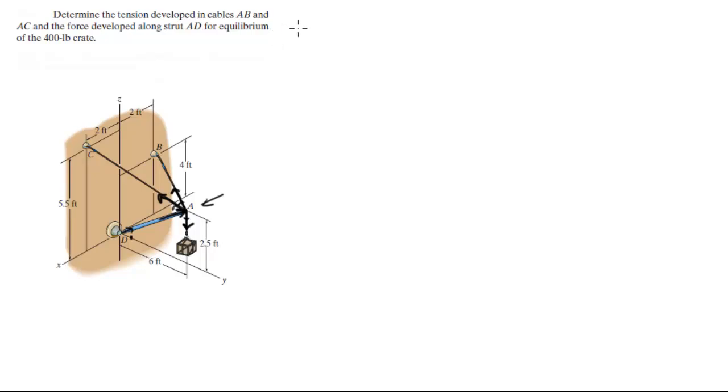So take unit vector AB. Tension AB, which like I said is equal to the magnitude of the tension times the unit vector AB, is equal to negative 0.308 AB i, let's not write T for all of them, minus 0.923 AB j, plus 0.231 AB k.